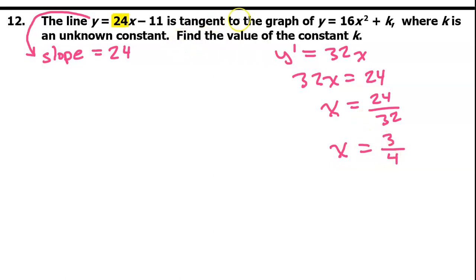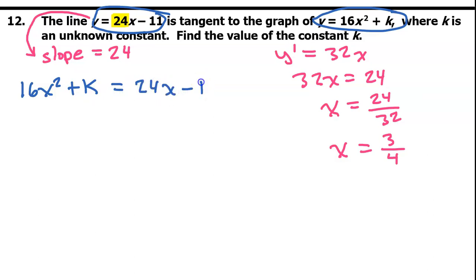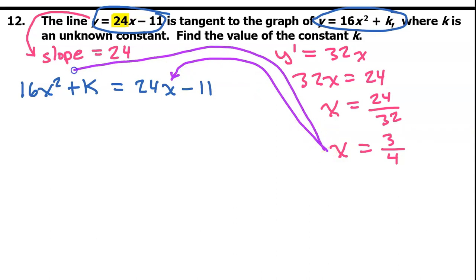We know that the point of tangency happens at an x value of 3/4. At the point of tangency, the tangent line and the function intersect. So that means that this equation and this equation should be equal at that moment. So let's set these equal to each other and see what happens. So we will have 16x squared plus k is equal to 24x minus 11. But we know that x is 3/4. So let's go ahead and take this value of x and substitute it in, because that will then allow us to find k.